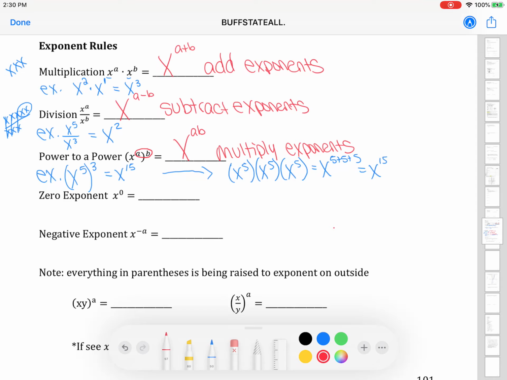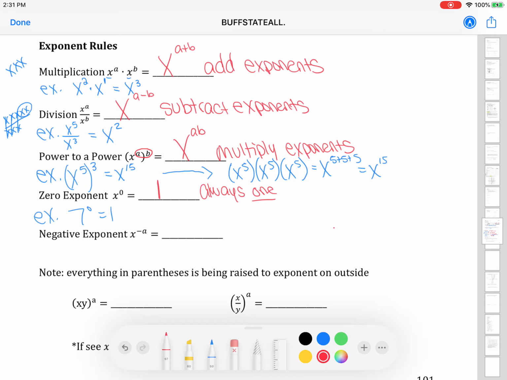All right, the next one is the easiest rule, but the one that a lot of people forget because it's so simple. Anything to the 0 power is always going to be 1. Okay, so for example, 7 to the 0 power is 1. Okay, another example, actually we'll get into that in a second. Don't worry about that. We'll get there. Okay, anything to the 0 power is 1.